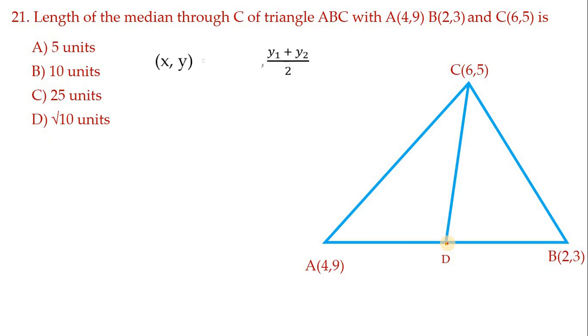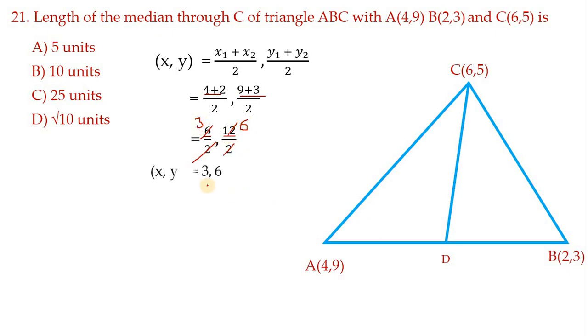In the section formula, substitute 1. So that is (x1 plus x2) by 2, (y1 plus y2) by 2. Substitute the values. Here x1 is 4, x2 is 2, y1 is 9, and y2 is 3. Add these numbers. 4 plus 2 is 6. 9 plus 3 is 12. Simplify this: 2 ones are 2, 2 sixes are 12. So the coordinates of D are 3 comma 6.